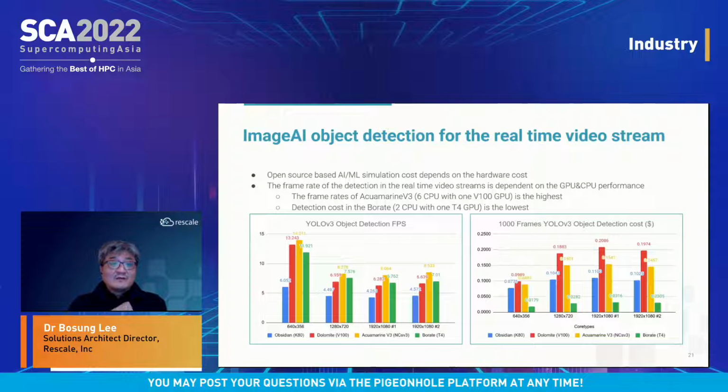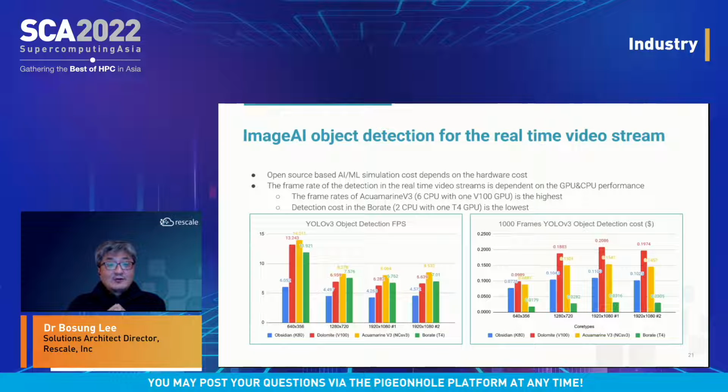And the previous generation V100 in Aquamarine V3 shows better performance than the latest Dolomite V100. This is due to the performance of the object detection code used in this comparison being affected not only by the performance of the GPU, but also by the CPU performance. In the Aquamarine V3, 6 CPUs are used but only 4 CPUs in Dolomite. So the CPU portion is affecting the total frame rate, and Aquamarine version 3 shows better performance than Dolomite.